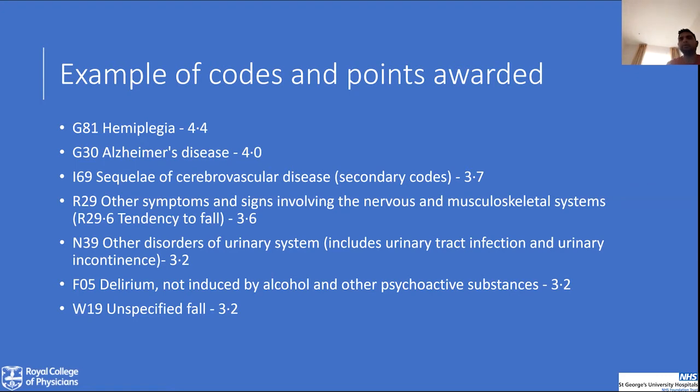So on the screen, we've got some examples of some of the codes and points that are attached to them. These are many of the issues that I see on a ward round of my patients, and a score of up to 5 is mild frailty, 5 to 15 moderate, and then 15 or more is severe frailty risk. And it's a combination of these types of codes and many others that were extrapolated from populations that were used to make up the hospital frailty risk score.